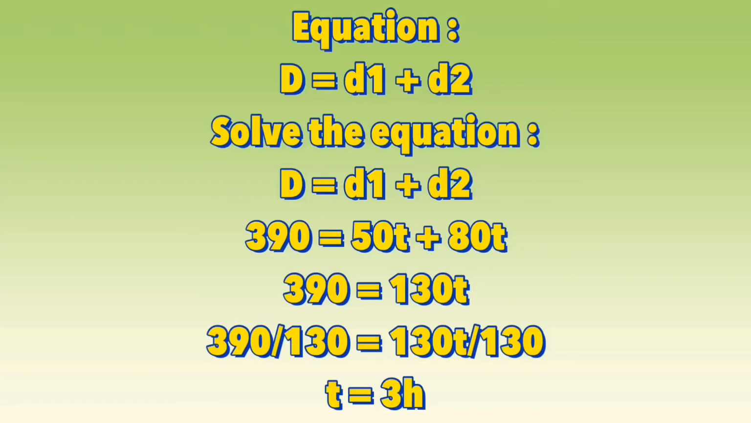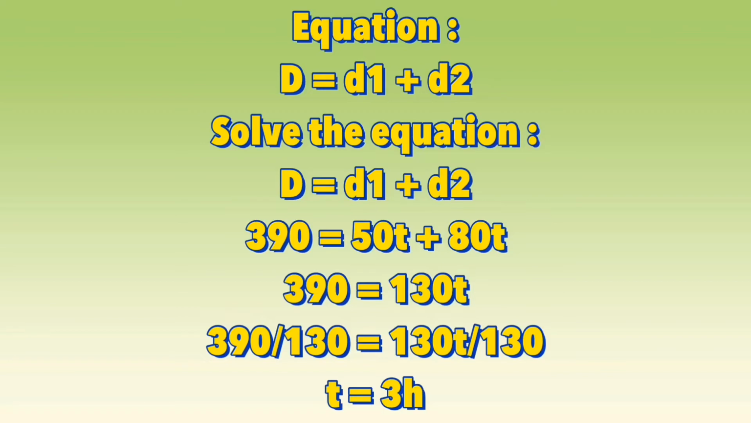Okay, the distance covered is 390 equals the distance of each bus, RT. So the rate of the first bus is 50 times T plus the rate of the second bus, 80 times T. Then our next step is to combine like terms: 50T plus 80T equals 130T. And 390, just copy, and we divide both sides by 130. So 390 divided by 130 equals 3, and 130T divided by 130 equals T.